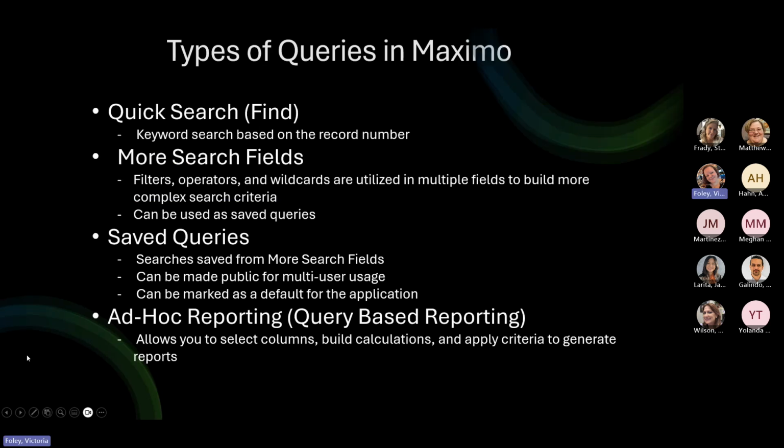There are a few different types of queries that you can perform inside of Maximo. The first is what's called a quick search or your find option. This is based on each application and the record number of that application. In work orders, it's based on the work order number, assets is based on the asset number, locations based on location number, and so forth.